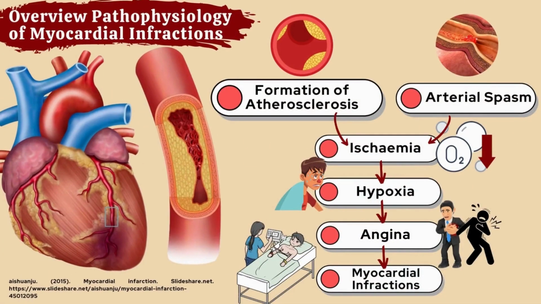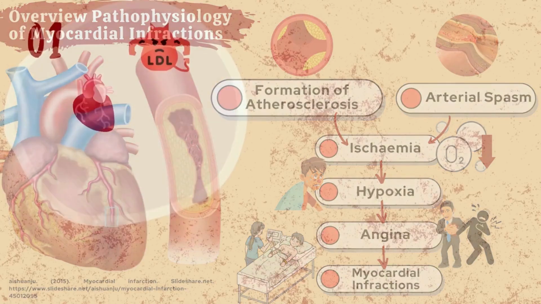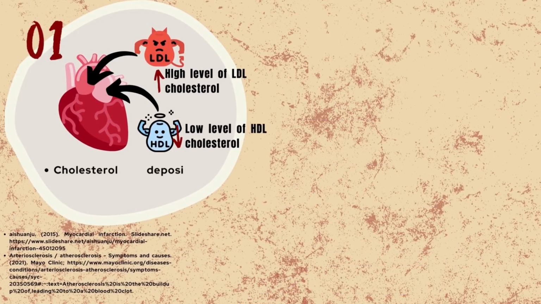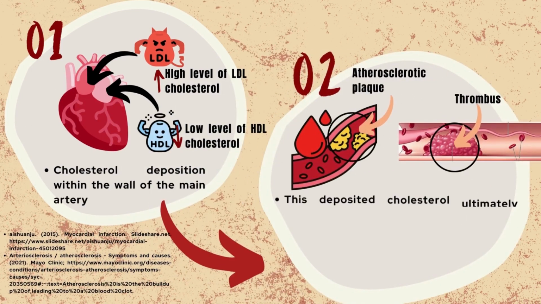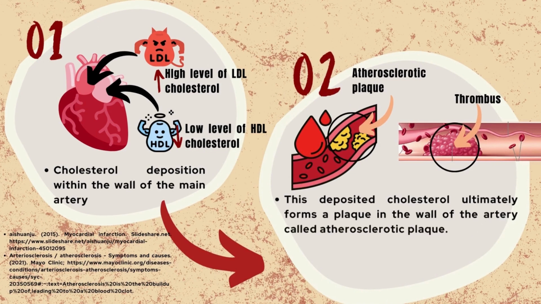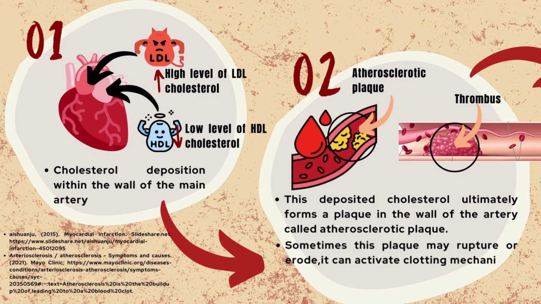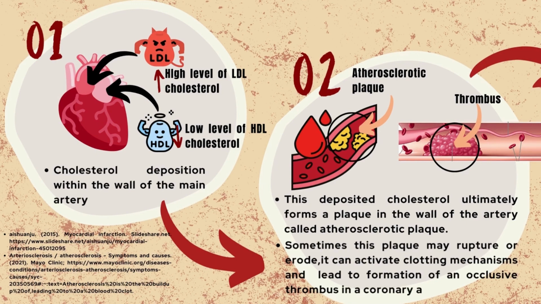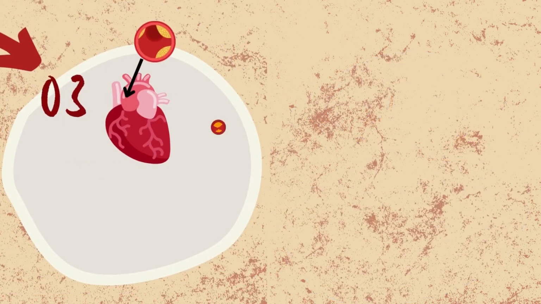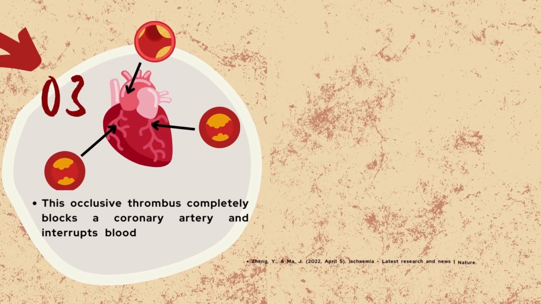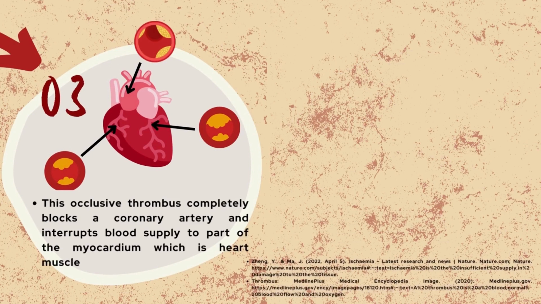This is an overview of the pathophysiology of myocardial infarction. First, when there is a high level of LDL cholesterol and triglyceride in the body, it can be deposited within the wall of the main artery. It can form a plug in the wall of the artery called an atherosclerotic plug. Sometimes this plug may rupture. It can activate clotting mechanisms such as platelet aggregation and fibrin deposition, which lead to formation of an occlusive thrombus in a coronary artery. This thrombus completely blocks a coronary artery and interrupts blood supply to heart muscle.